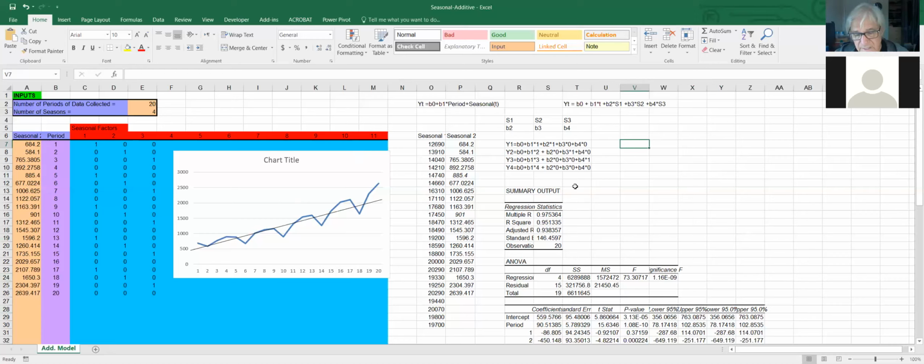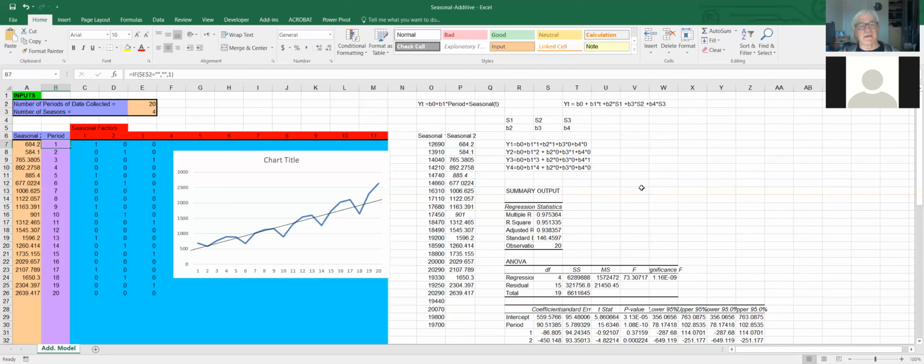Now, let's assume that we want to write the relationship of this equation for period number 1. Period number 1 is here. So therefore, y1, which is 684.2, will be b0 plus b1 times 1. That's for the trend part.